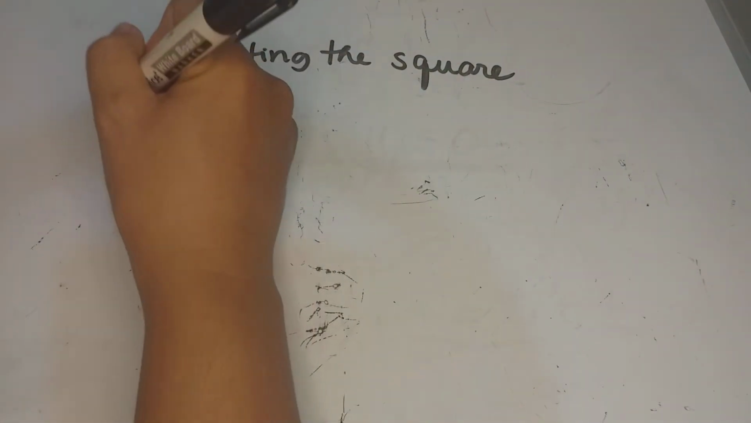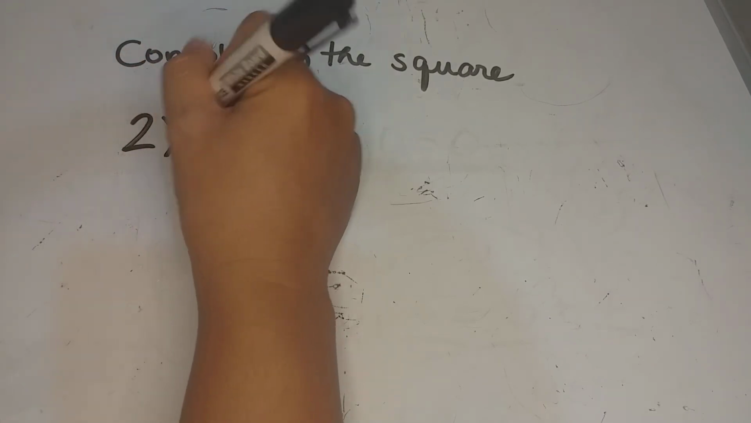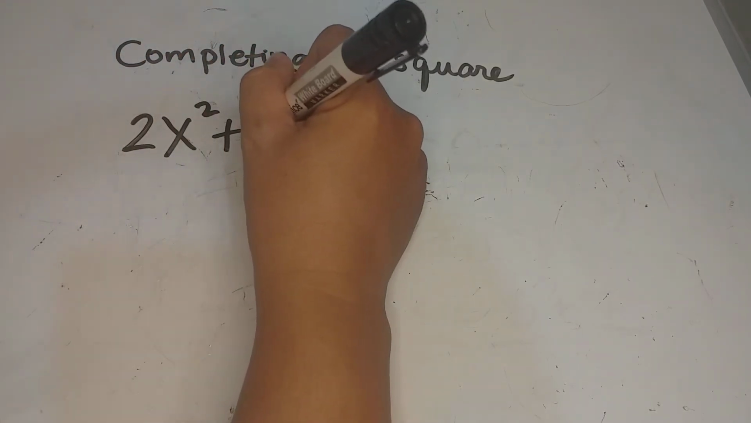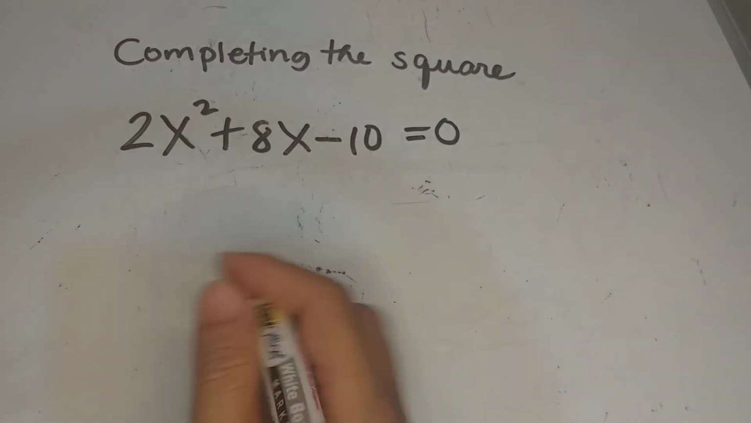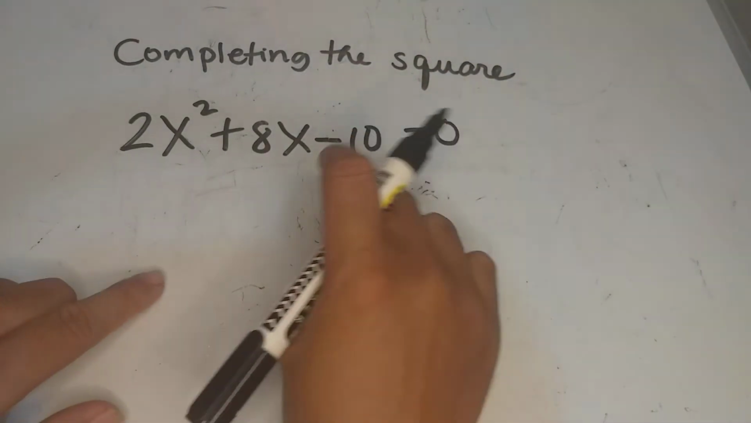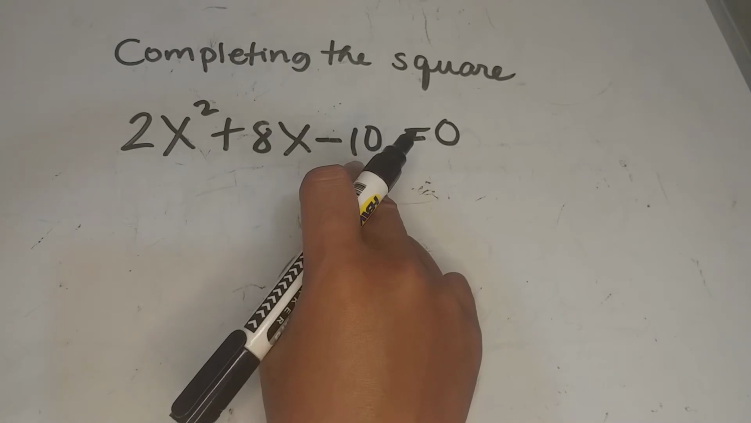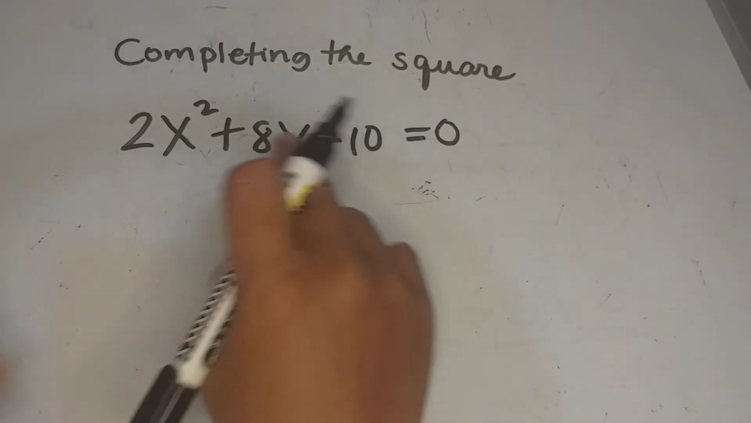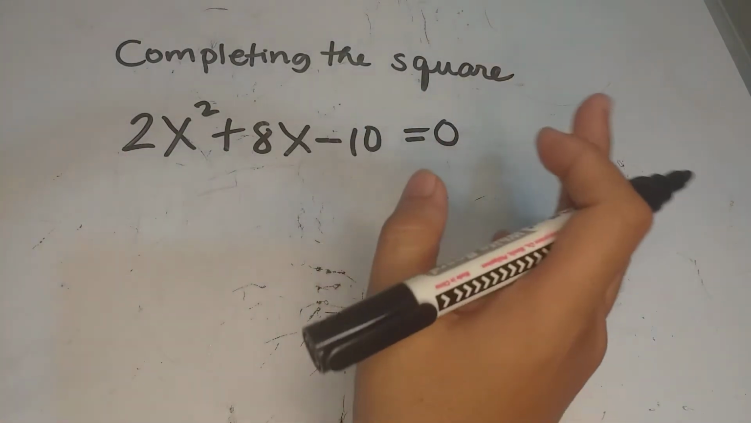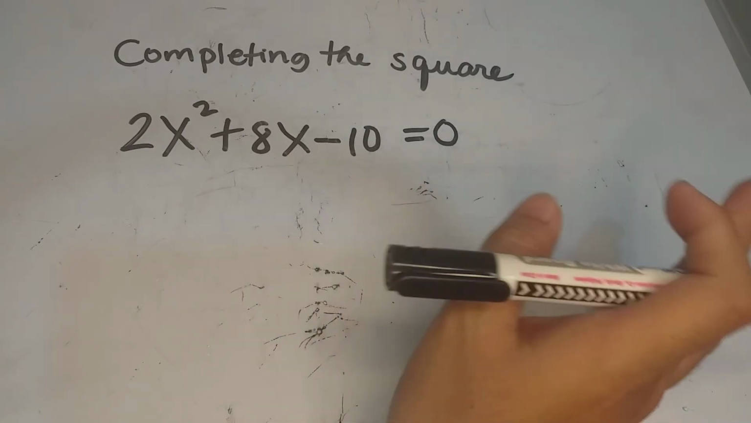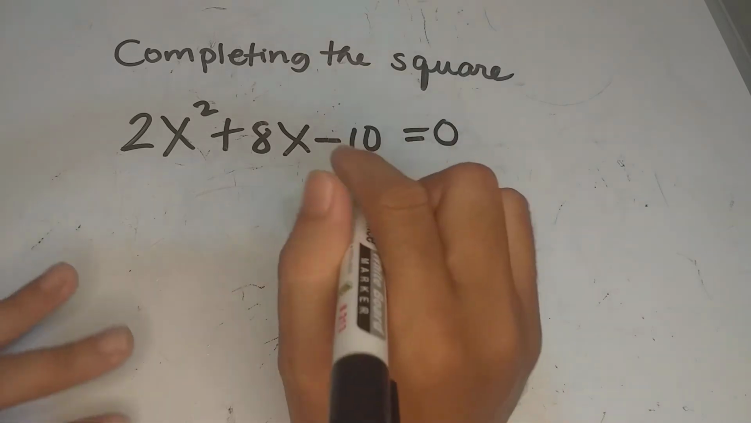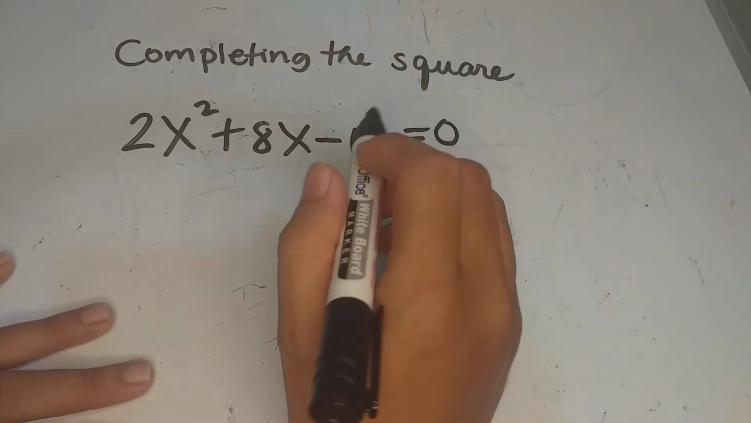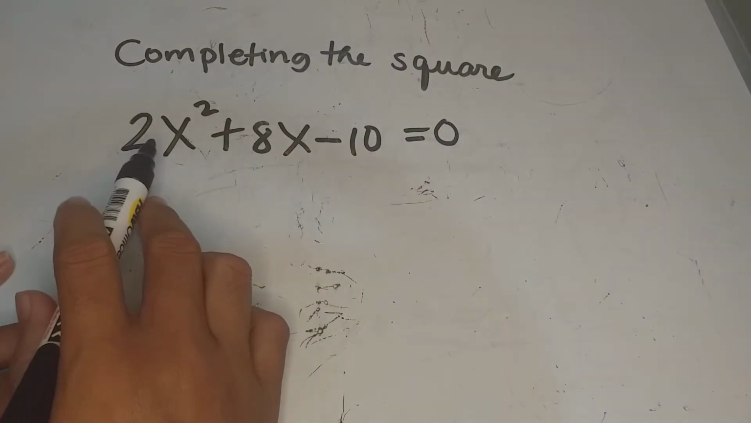But there are some examples like 2x squared plus 8x minus 10 is equal to 0. This time we cannot factor negative 10 and 2x squared, there's no factor. It is not factorable. So we're going to use completing the square. In completing the square, make sure that the value of a is equal to 1.